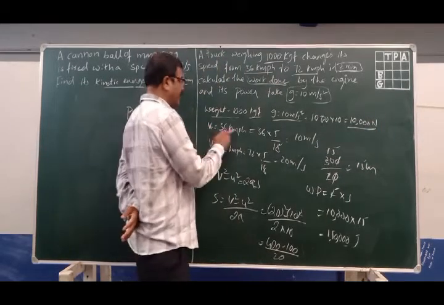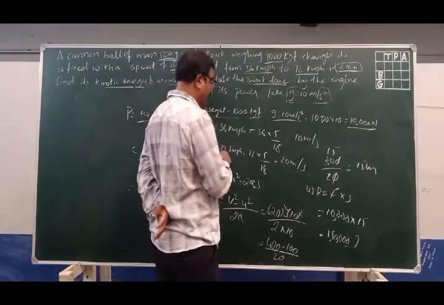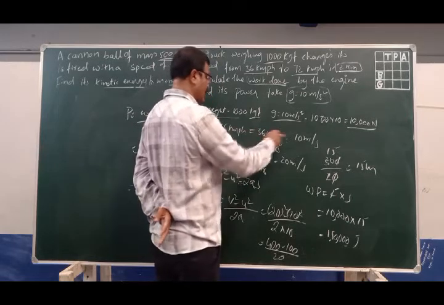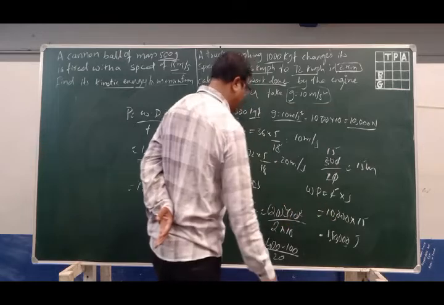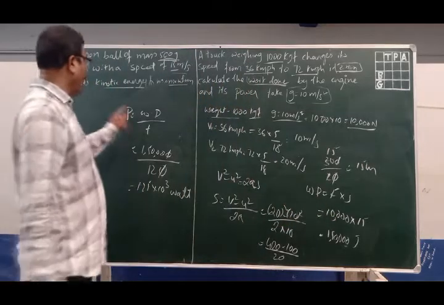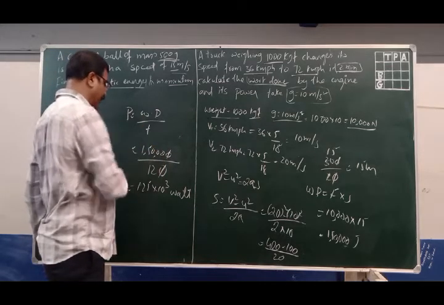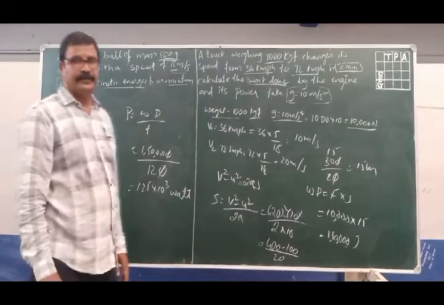So the initial speed is 36 km per hour. Final speed is 72 km per hour. So I have changed that into meter per second. So I got it as 1,50,000 joules. Then I used it for power. Power is equal to work done by time taken. That is 1,50,000 divided by 120. That is 1.25 into 10 to the power of 3 watts. Okay.